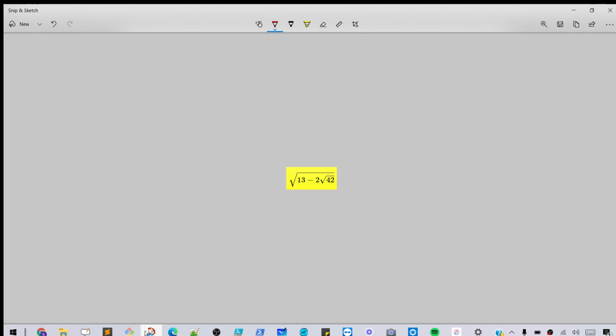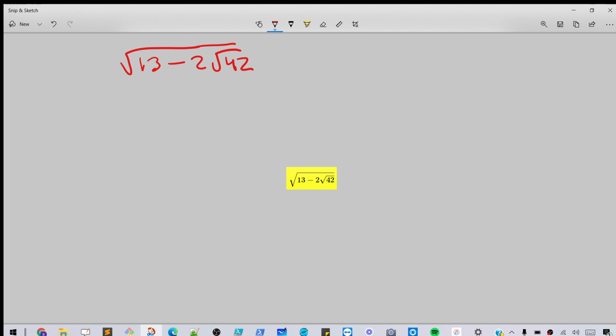We have this problem on the board. I'm going to try to just write on the Microsoft Snip and Sketch thing. So we've got, just rewrite this. We have the square root of 13 minus 2 times the square root of 42.